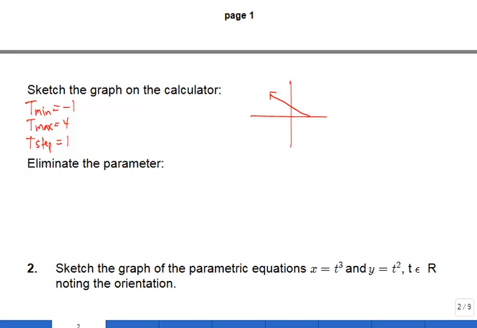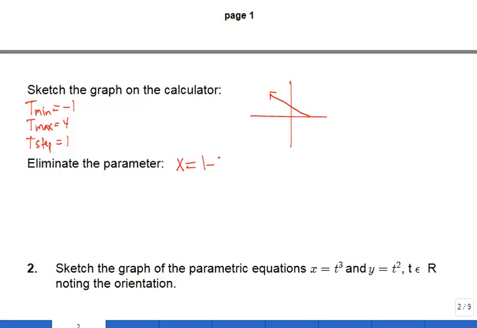Now the last thing I want to show you about this problem is how to eliminate the parameter. This graph right here looks like the equation of a line, and if we eliminate the parameter, which means to get rid of the t, then we will come up with what the equation of this line is in its Cartesian or rectangular form. So let me show you how to do that.